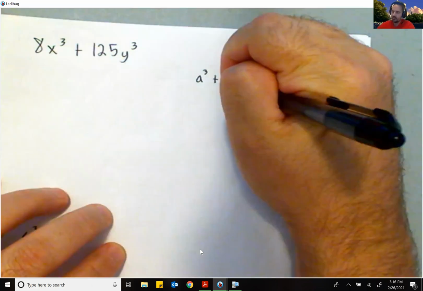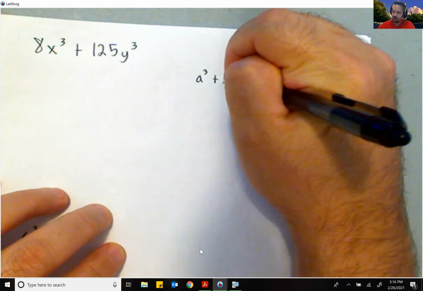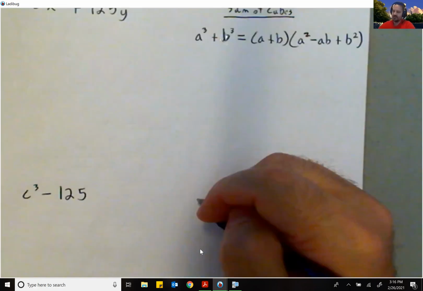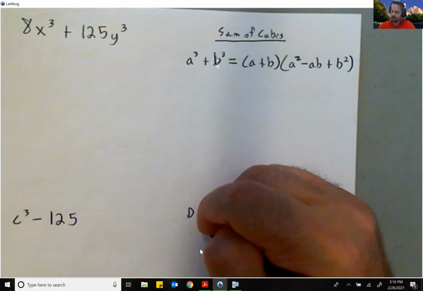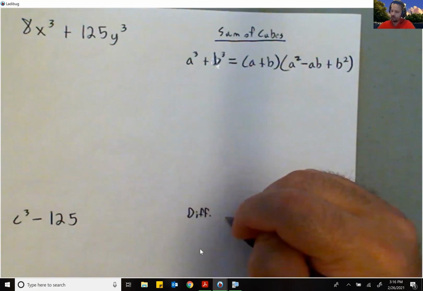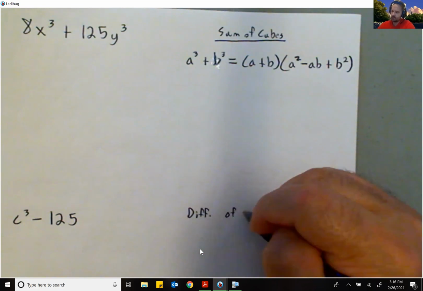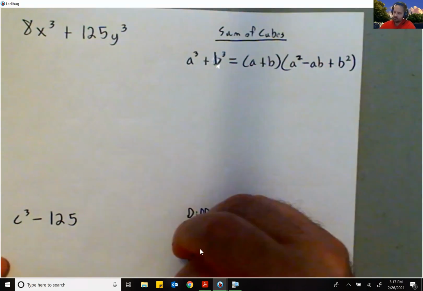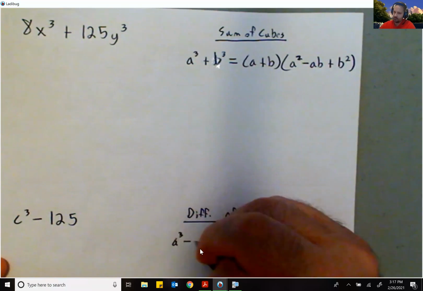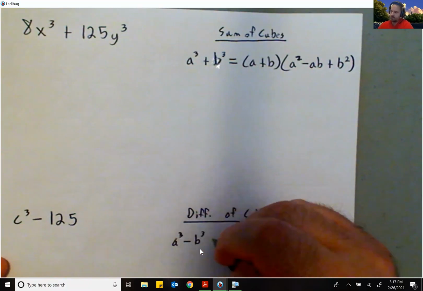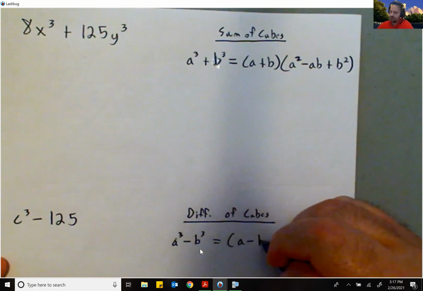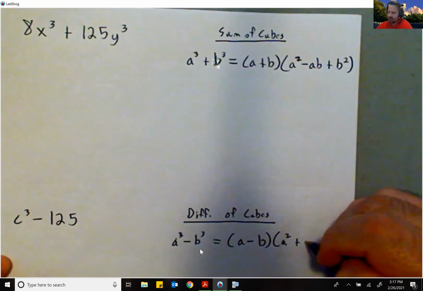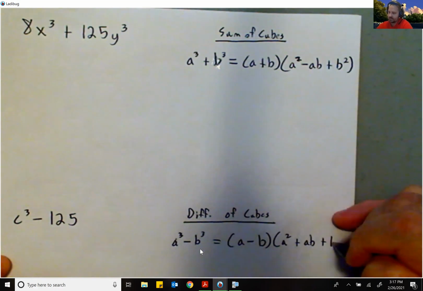So that's how a sum of cubes factors. The difference of cubes, which is number 20, factors like so. A cubed minus b cubed equals a minus b, and then a second parenthesis of a squared plus ab plus b squared.